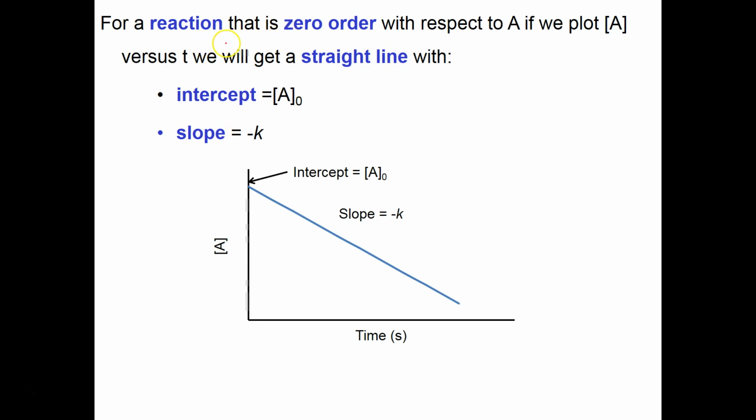For some rare cases, we might get a reaction that is zero order with respect to the concentration of our reactant A. And for these reactions, if we plot the concentration of A versus time, we'll get a straight line. It'll have intercept equal to our original concentration at time equals 0, and the slope will be negative, and it will be equal to minus k.